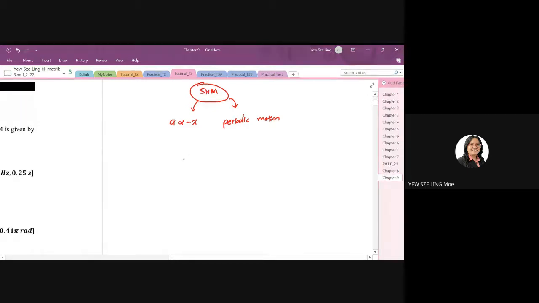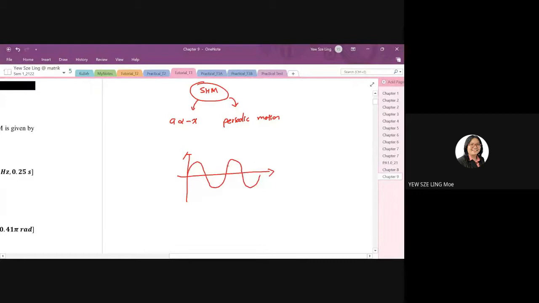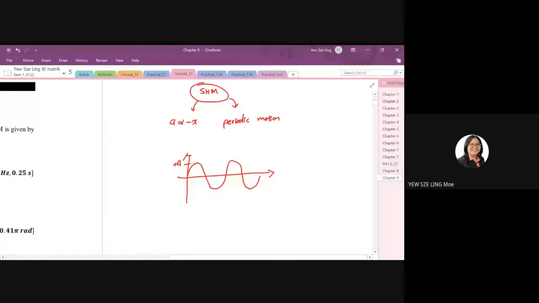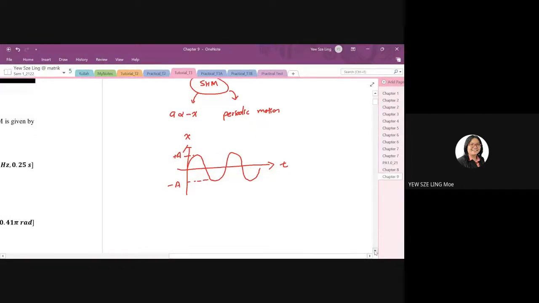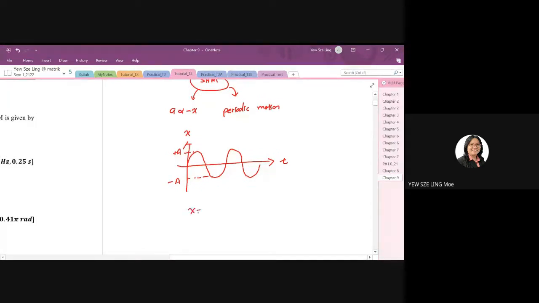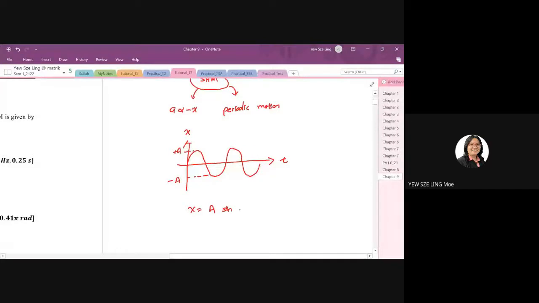So in this case, based on the motion that we obtain, it's going to give us a graph like this. It starts from, let's say, the equilibrium position, and then it goes up to the positive amplitude, and then it goes to the negative amplitude, and then it keeps repeating the motion. So this is our simple harmonic motion, our x against t graph. Based on this graph, we can then form an equation, x equals A sin(ωt + φ). So this is our general equation.